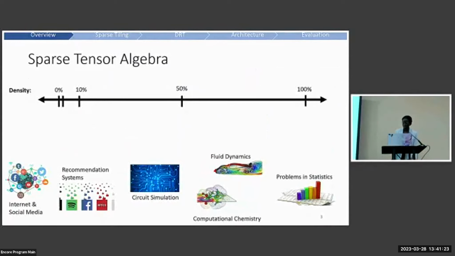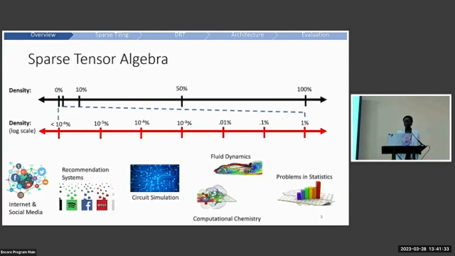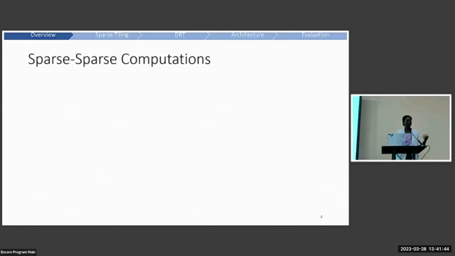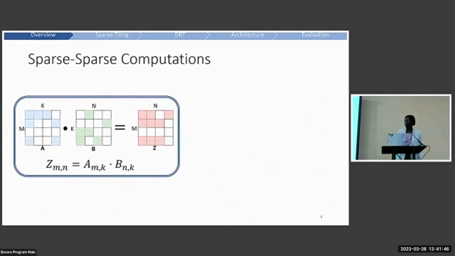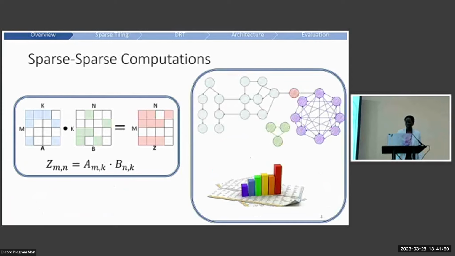Sparse tensor algebra involves a series of binary operations between tensors, some of which are sparse. We focus on sparse tensors in a range of less than 1%. These are found in applications such as graph algorithms, recommendation systems, and computational chemistry. These applications often deal with multiple sparse operands, such as the previous example we had of sparse-sparse matrix multiplication. This is used in applications like multi-source breadth-first search or in sparse linear solvers.